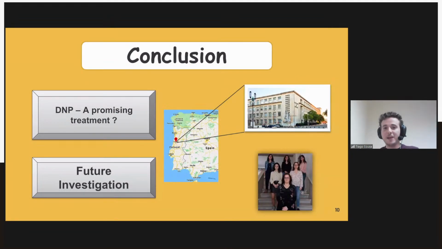Just to conclude, is DNP a promising treatment? I hope so. It needs more studies, it needs more pathways to evaluate if this compound is really capable of doing that, and it needs other models and other projects to evaluate that. And that's where future investigation lives, in future projects, exploring new pathways and really seeing if this compound is able to revert this process.